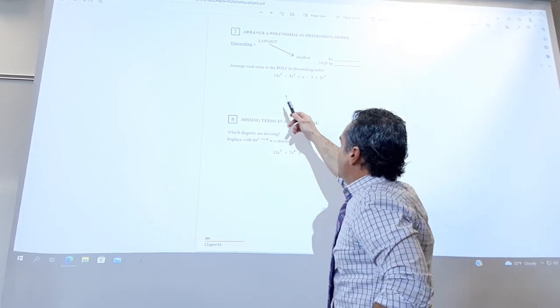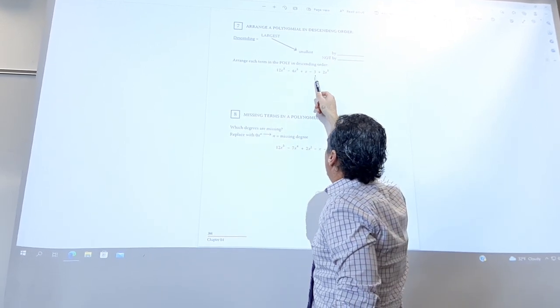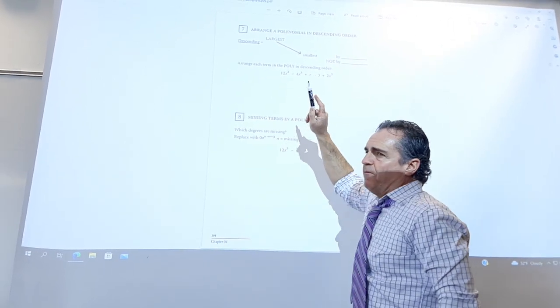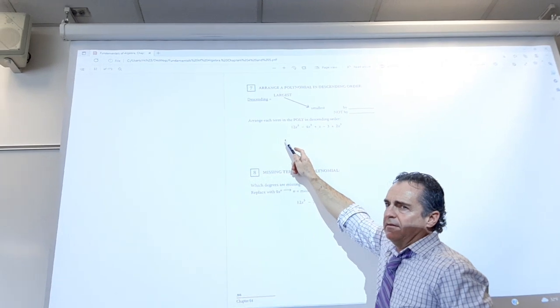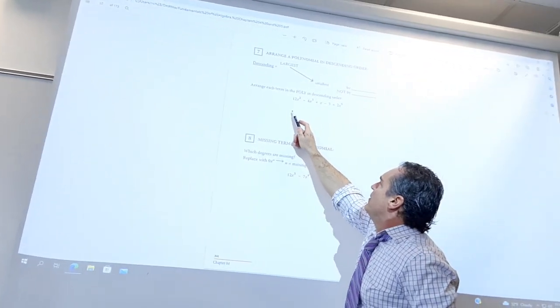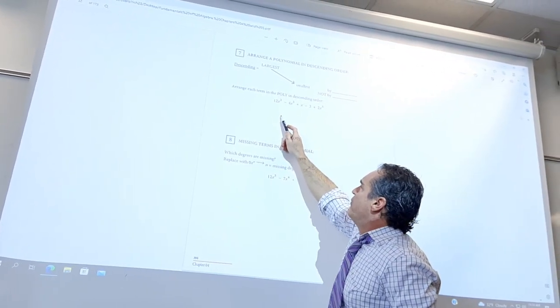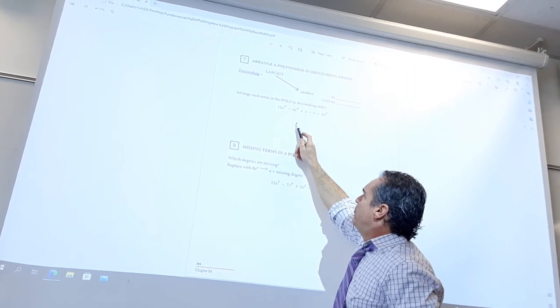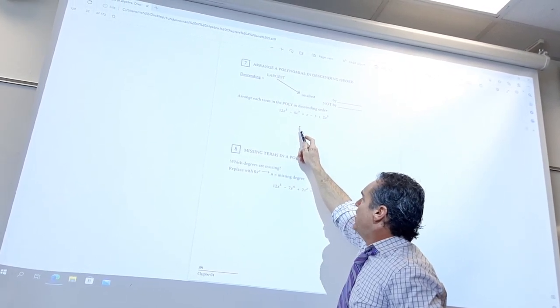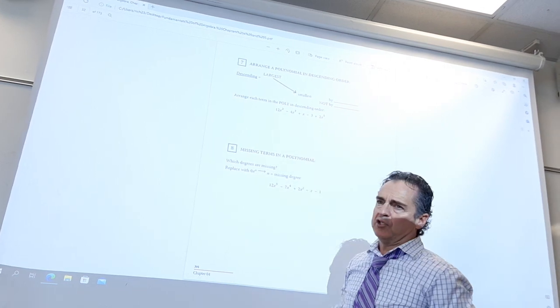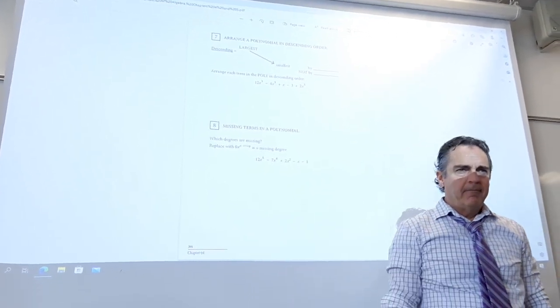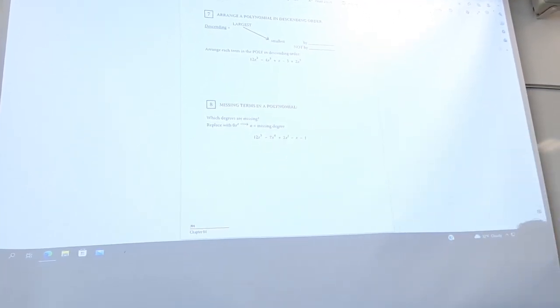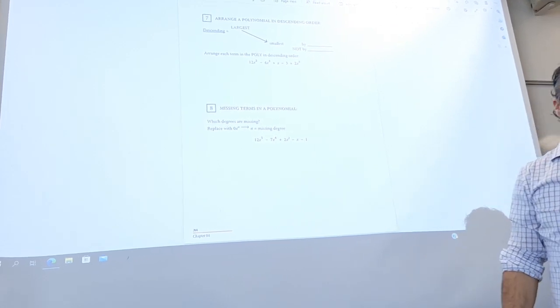So let's look at this problem right here. Arrange each term in this poly in descending order. So my first term written should be what? 2x to the 5th. Then my next term should be minus 4x to the 3rd. Then plus 12x squared plus x minus 3. We cool? In descending order, right? Why is it in descending order?